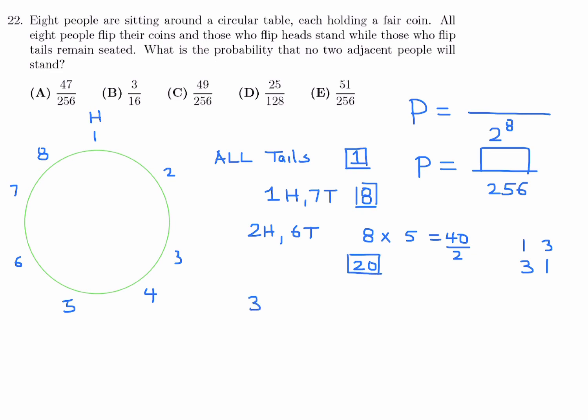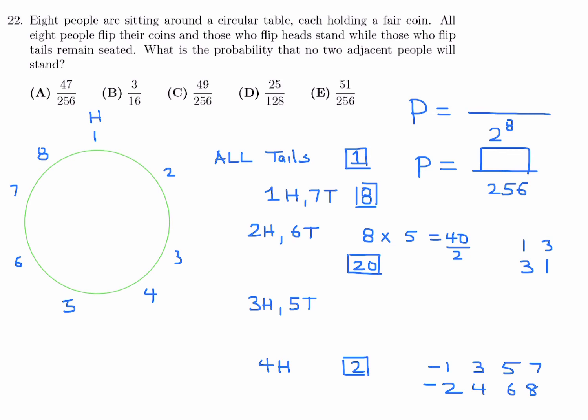Now we get to 3 heads and 5 tails, and then finally 4 heads. If it's any more than 4 heads, it won't work. You will never be able to get the condition of the question, which is we don't want 2 adjacent heads. 4 H's is actually a little bit easier. It can be either 1, 3, 5, 7, or 2, 4, 6, 8. Any combination. There's only 2 ways of doing that. 1 way and 2 ways.